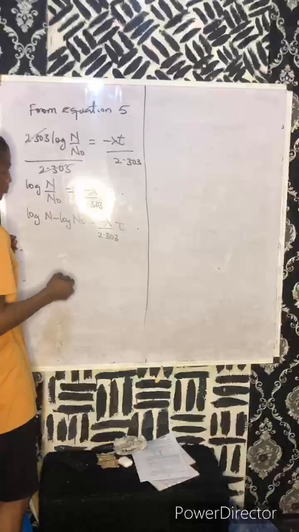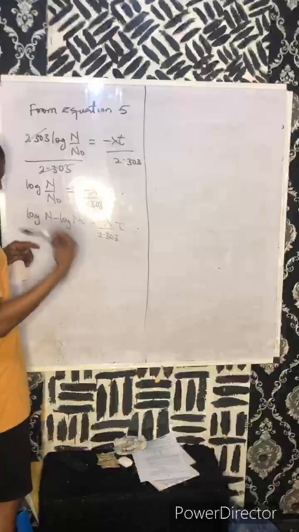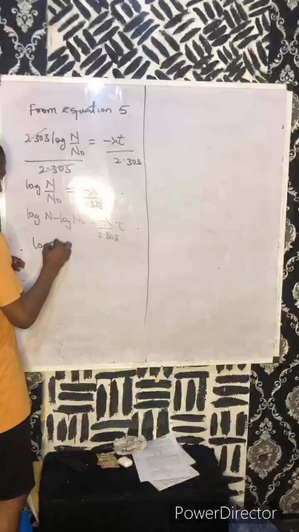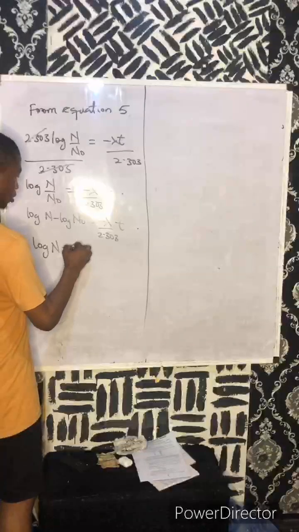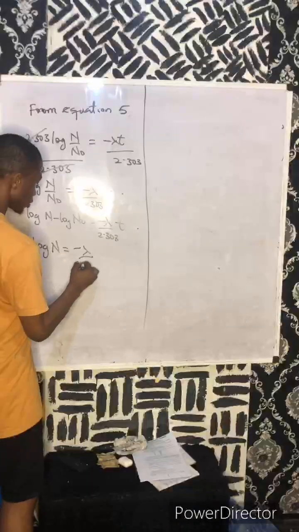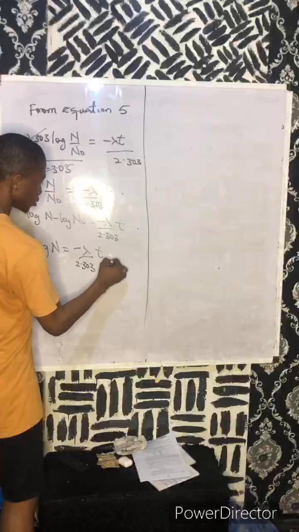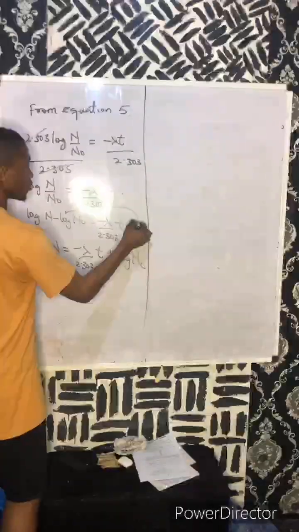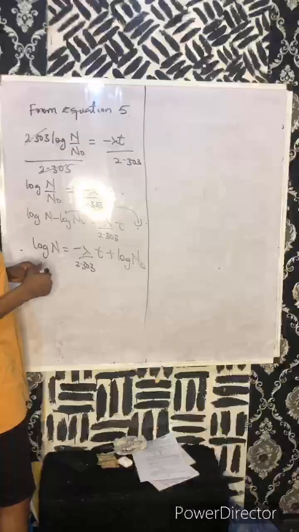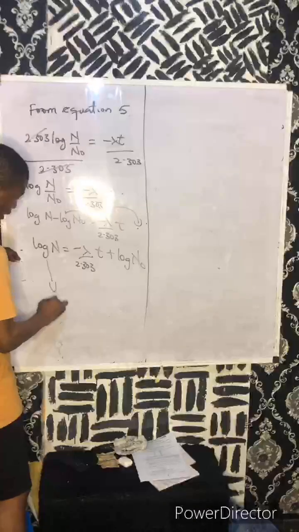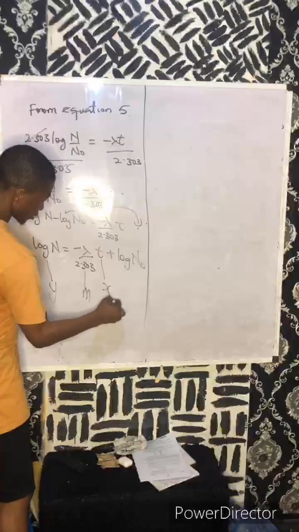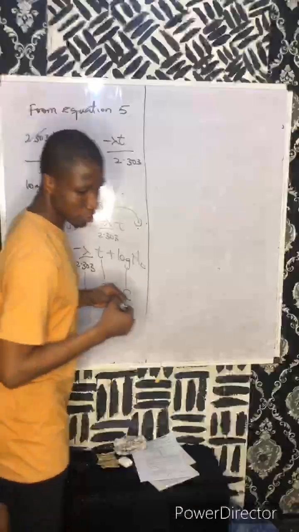Are we there? Now, with that being said, I want to make log n the subject of the formula. If I do that, log n is equal to minus lambda over 2.303 t plus log n naught. With this, you can see that this will be your y-axis, this will be your slope, this will be your x-axis, and this will be your intercept.